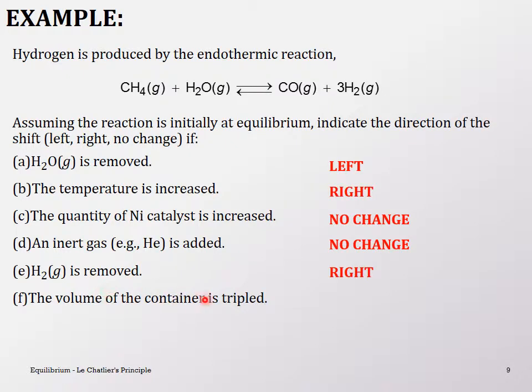The volume of the container is tripled. Now you have to look at the moles. On the left-hand side, you have 2 moles. On the right-hand side, you have 4 moles. If you increase the volume of the container, you can accommodate more of the product, which means that your reaction will move to the right because you have more moles on the right-hand side. Essentially this is a nice, good, full example of Le Chatelier's principle.